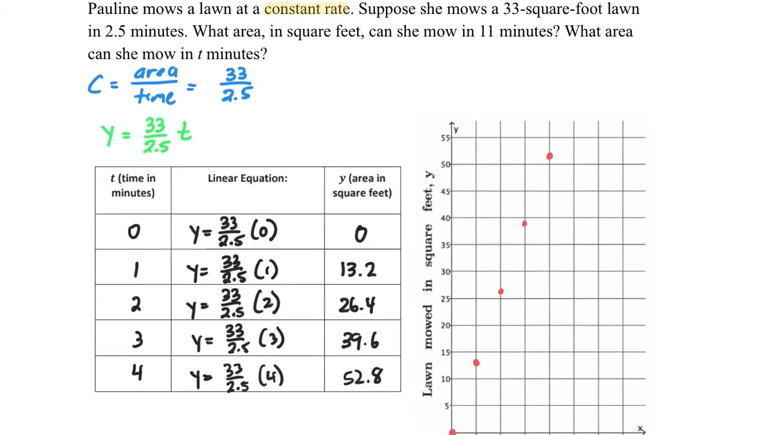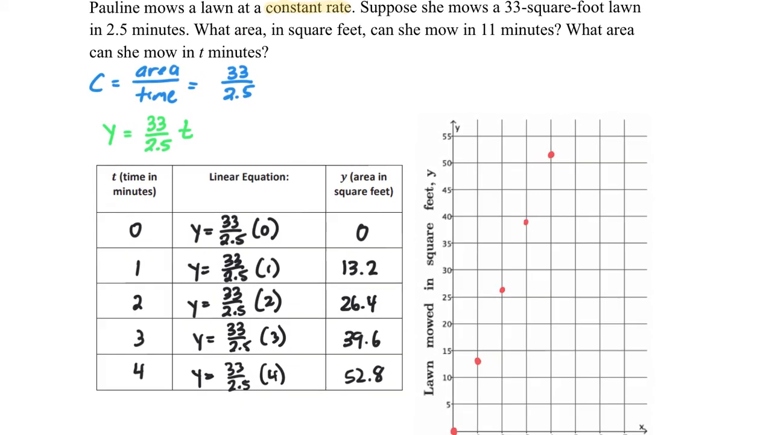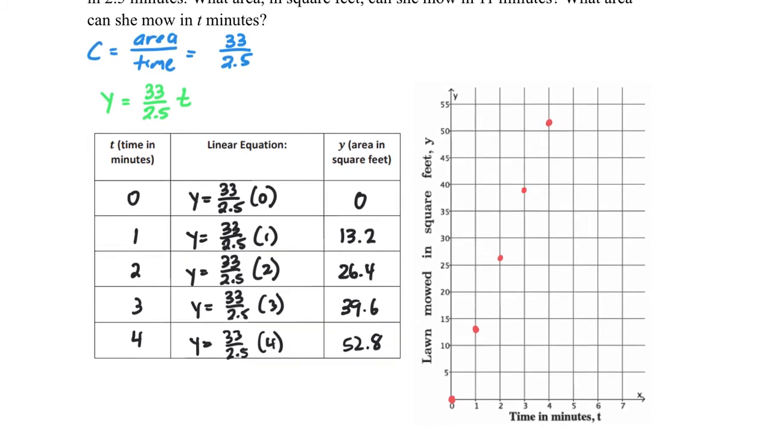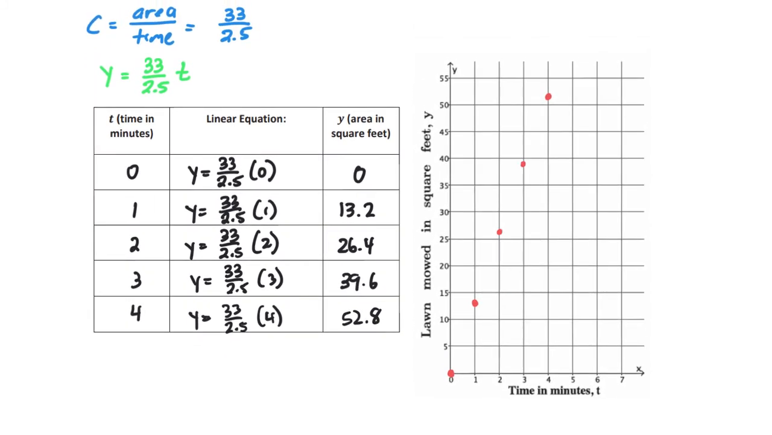Okay, so the question is, what area in square feet can she mow in 11 minutes? What area can she mow in T minutes? Well, T minutes we actually already have. The area that she can mow in T minutes is right here. Basically, when they say the area she can mow in T minutes, they're asking for the general form. So that's going to be this right here.